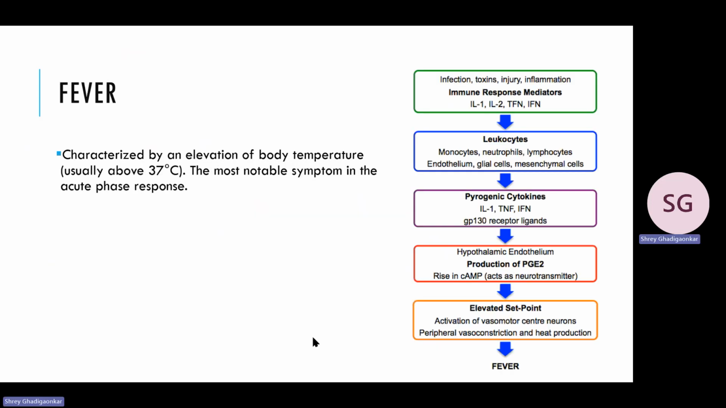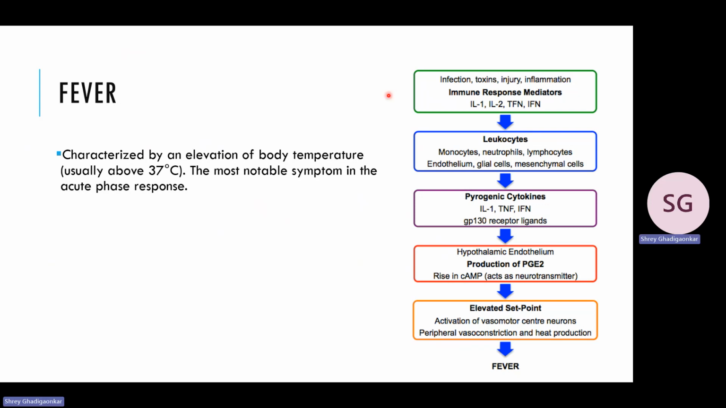Now we have fever. Fever in general is one of the most notable symptoms in an acute phase response. The normal temperature for a human is approximately 36 to 37.5. However, we usually consider fever as a body temperature above 37 degrees. And the examiners may ask, how does the fever happen exactly? And this is basically what you need to know.